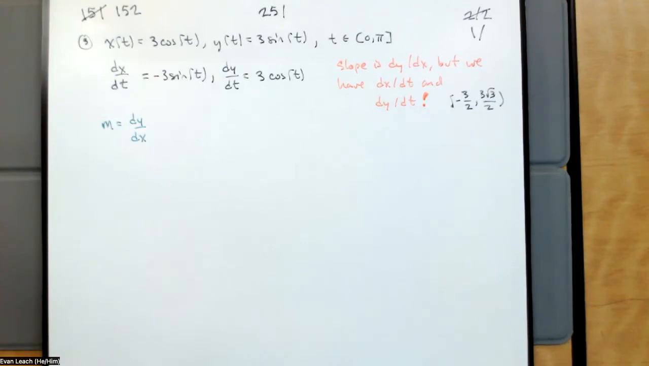But we have dy dt and dx dt. But we need dy dx. The slope is dy dx. But we have derivatives with respect to t. Any ideas what we can do? You can find dy. Not quite the inverse of dx dt, a specific inverse. The multiplicative inverse. We can divide by dx dt.